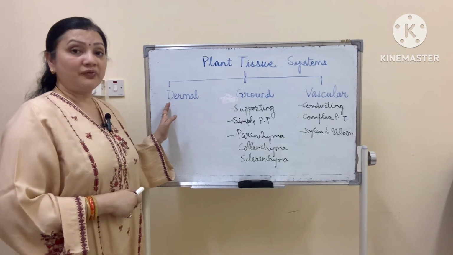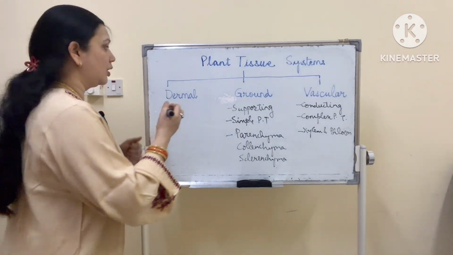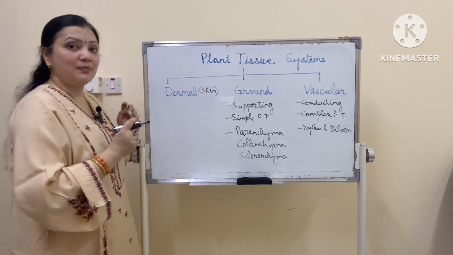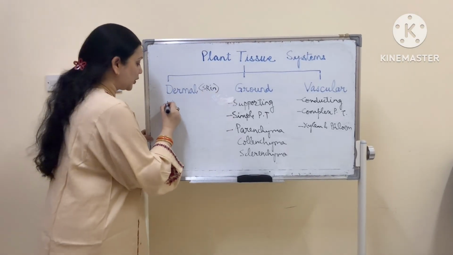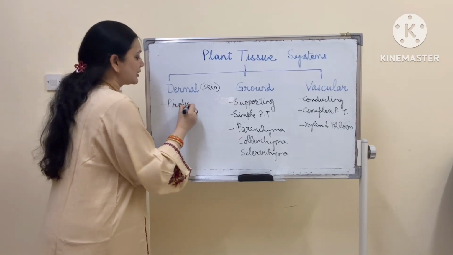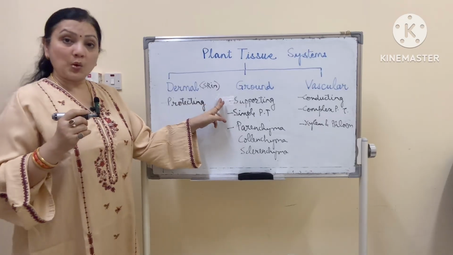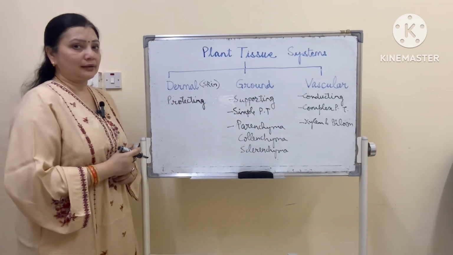The third type of tissue is the dermal tissue system. Dermal means skin. So this tissue is the one which will make the skin of the plant. Now skin, the function is protection. So this is also known as protecting tissue system. Supporting tissue, conducting tissue, and now we have protecting tissue.